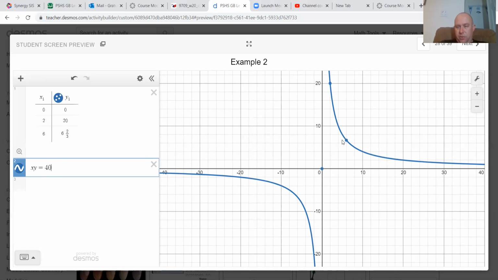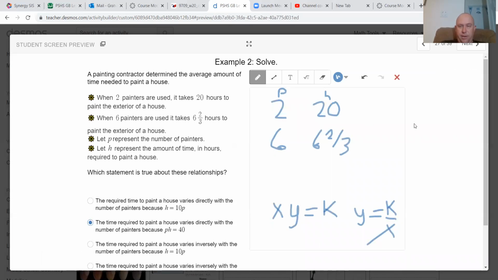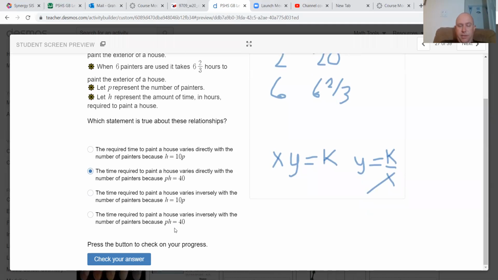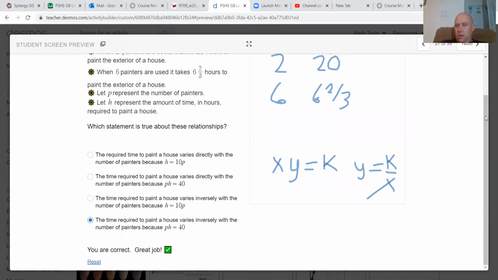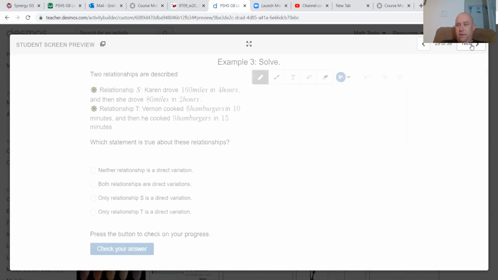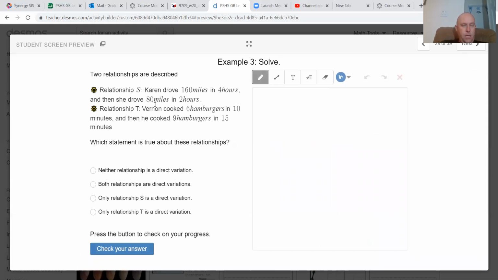And look, those 2 points that are in our table do lie on that curve. And then I think we can pick out the correct answer here. Multiply the two things together, and you get 40. There we go. So being able to determine whether something's direct or inverse is really useful to do.